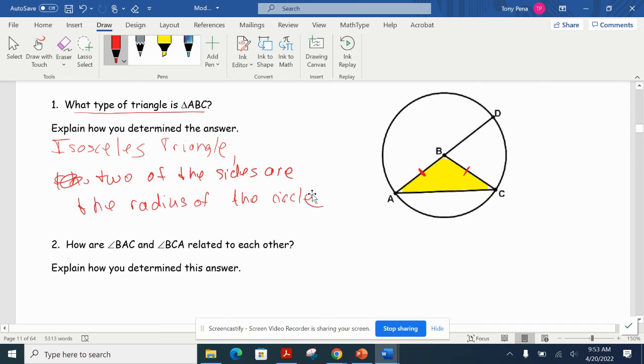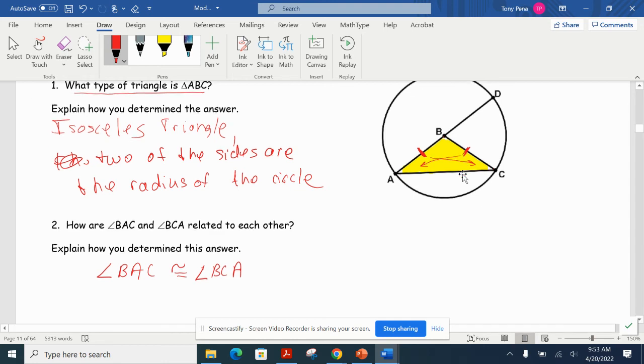Okay, there's another thing that deals with this isosceles triangle. It says, how are angle BAC, so this angle right here, and angle BCA related to each other? So when we dealt with all these isosceles triangles, remember how we said whatever two sides are congruent, the angles opposite of them are also congruent? So what this is getting at is just refreshing our memory a little bit about how angle BAC must be congruent to angle BCA. All right, old isosceles triangle stuff.